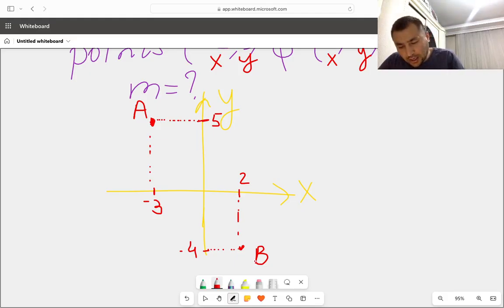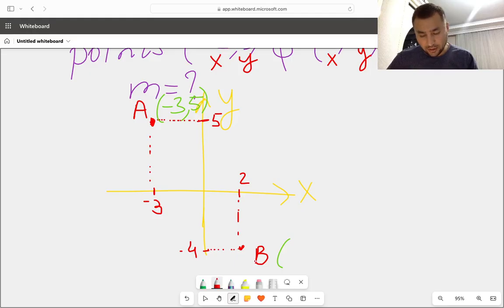So A is, first you write the x. What is the x coordinate? It's -3, and then you write y. It's 5. B coordinate, again you write first x. What is x? 2. What is y? It's -4. Okay, and now from A to B, you make a line.